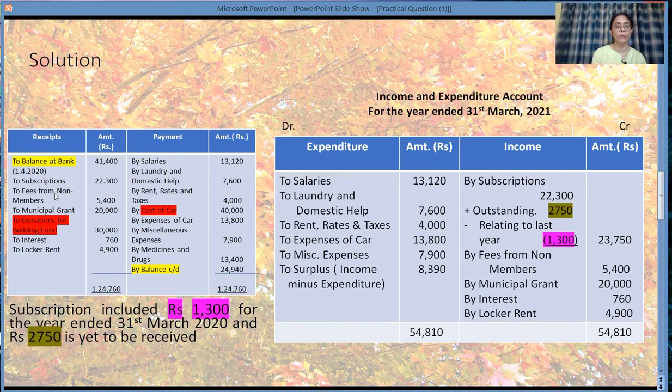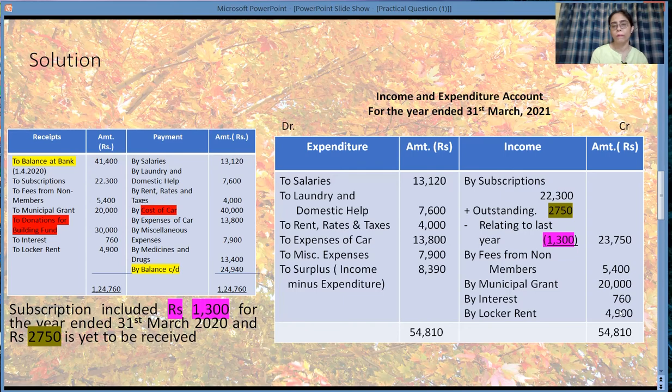So next, what source of income do we have? We have fees from non-members. Admission fees or entrance fees are a one-time receipt, but fees from non-members can be recurring because sometimes when we visit, we have to pay a certain amount of fees. So these are recurring, and that is 5,400. Municipal grant is also included because non-profit organizations can get grants year after year, so 20,000. Then we have earned interest, that is 7,060, and we have locker rent 4,900, shown on your income side.